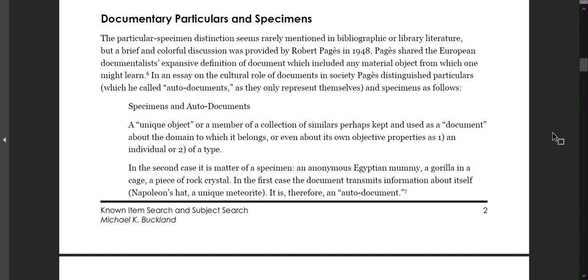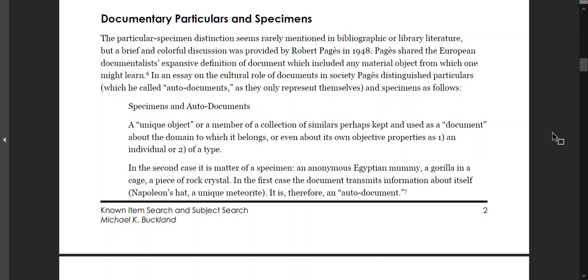The particular specimen distinction seems rarely mentioned in bibliographic or library literature, but a brief and colorful discussion was provided by Robert Paget in 1948. Paget shared the European documentalists' expansive definition of document, which included any material object from which one might learn. In an essay on the cultural role of documents in a society, Paget distinguished particulars, which he called auto-documents, as they only represent themselves, and specimens as follows.